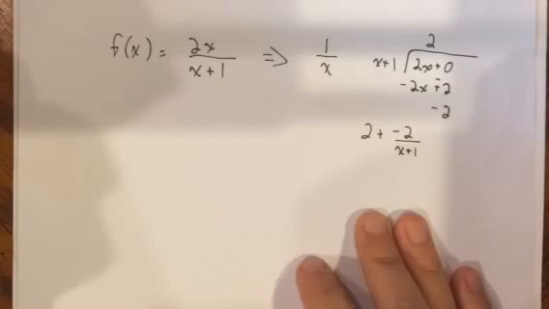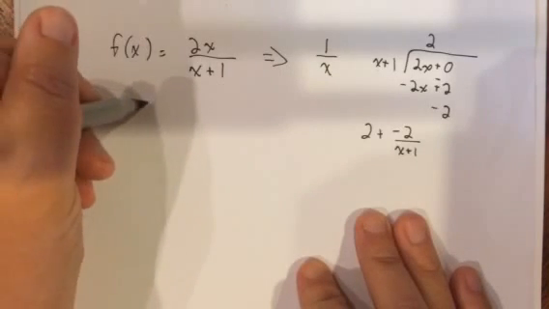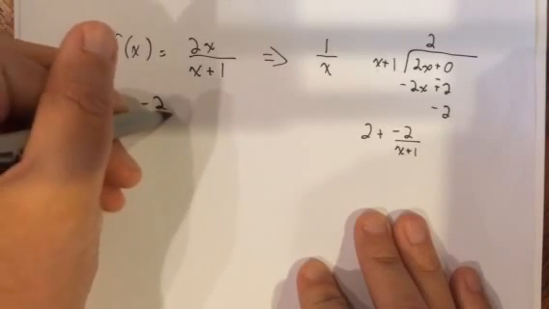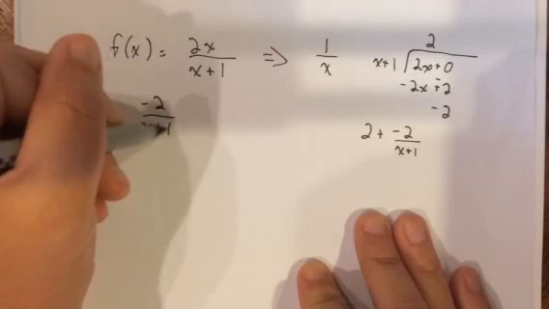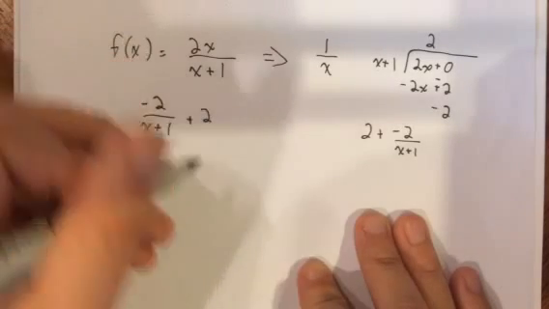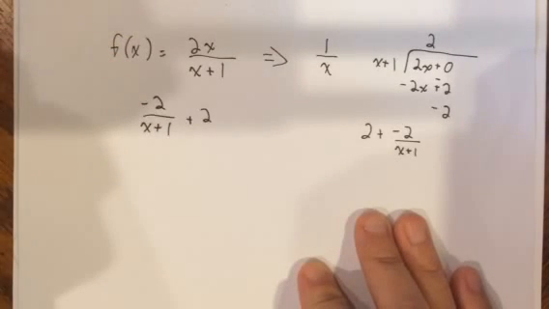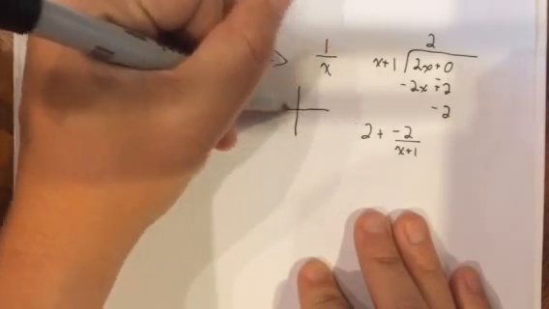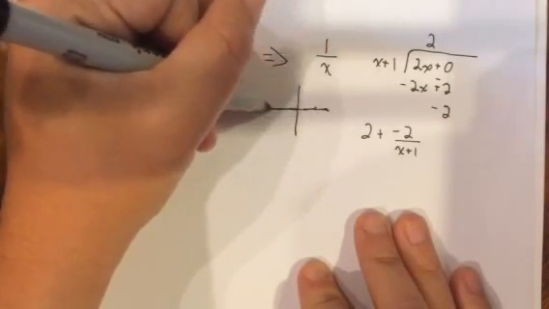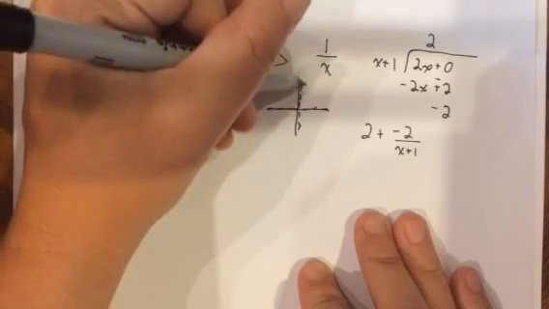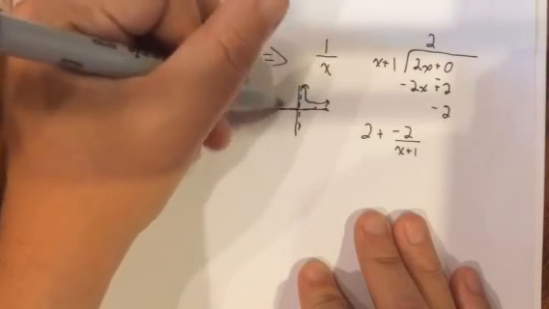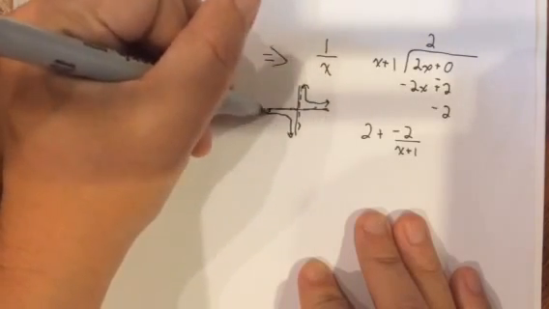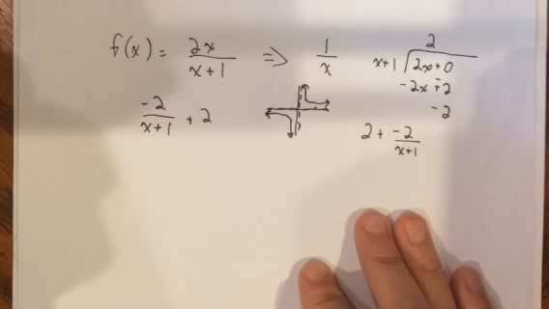Okay, so I'm going to write this in a form that we see more. So I'm going to have the x first. So negative 2 over x plus 1 plus 2. And I'm going to try to see how this would transform my regular graph. So my 1 over x graph, as we said before, has asymptotes on the axis and follows the asymptote to the top right and follows the asymptotes to the bottom left.